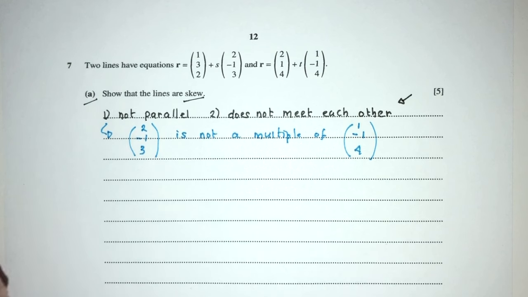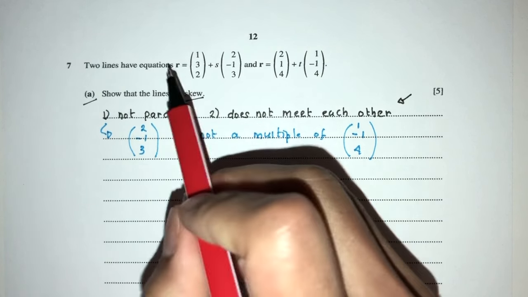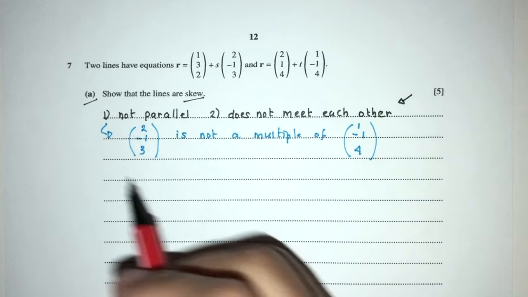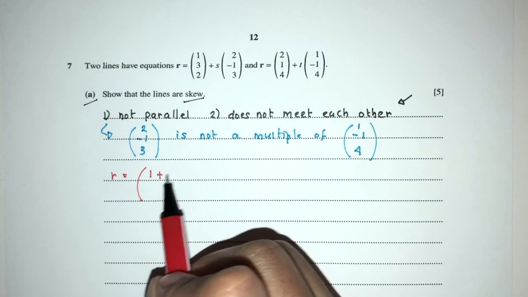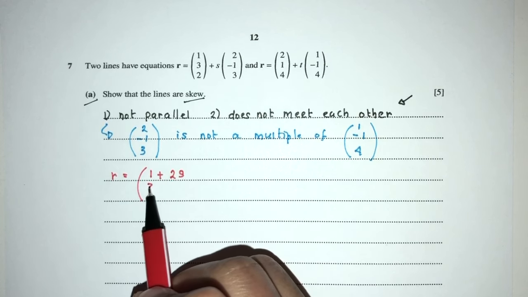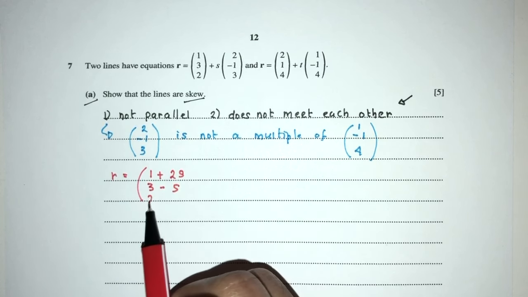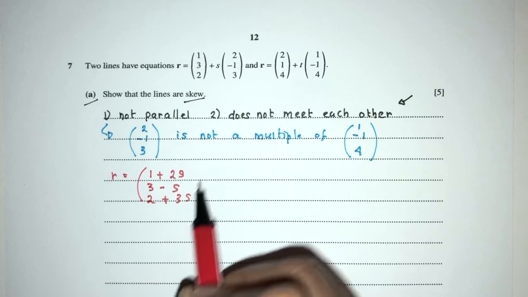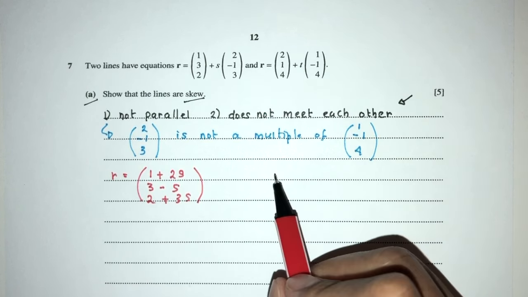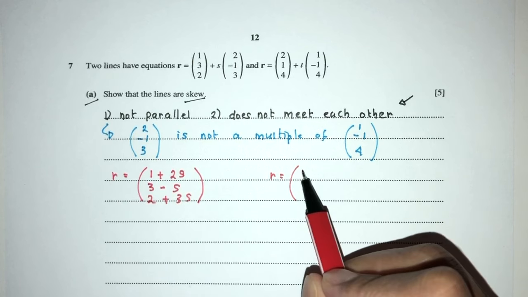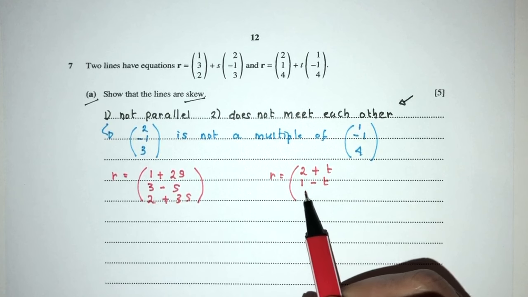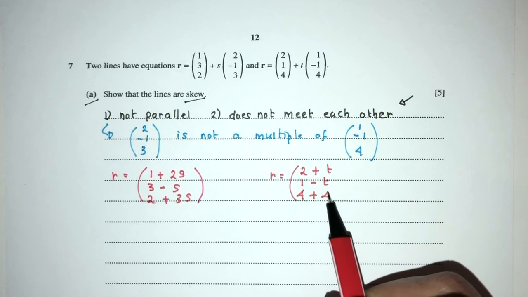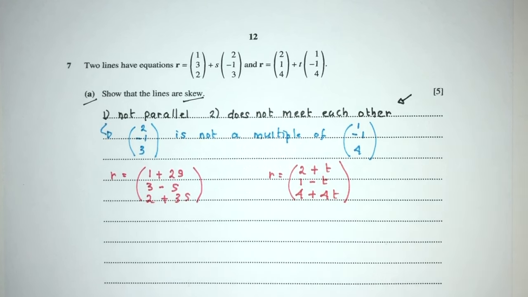We can first rewrite those two equations. For example, let me rewrite this one. So let's expand the brackets, right? That will be what? r is equal to 1 plus 2s, 3 minus s, 2 plus 3s. And for this one, r is equal to 2 plus t, 1 minus t, 4 plus 4t. That will be the two lines.